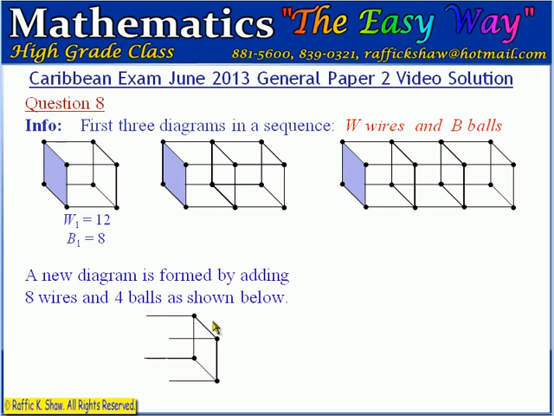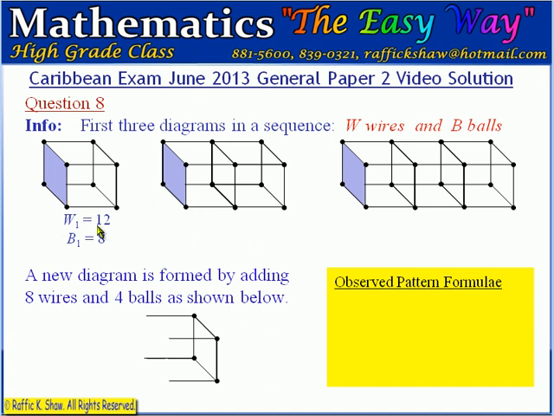Now to get diagram 2, this shape is added to diagram 1. And this shape has 8 wires and 4 balls. And then to get diagram 3, this shape is added to diagram 2, and the pattern continues like that. It is important to observe a pattern formula when doing these types of questions, and to derive the pattern formula we need to observe how the number of wires and the number of balls are added from diagram to diagram.